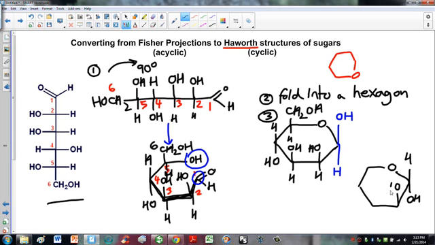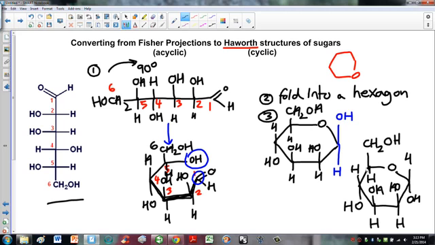On carbon 2, the OH was pointing up, so it still is. For carbon 3, the OH was pointing up, so it still is. For carbon 4, the OH is pointing down, and so it still is. So the hydrogen's up. And then for carbon 5, the CH2OH originally was pointing up, so it still is now. And that hydrogen is pointing down.